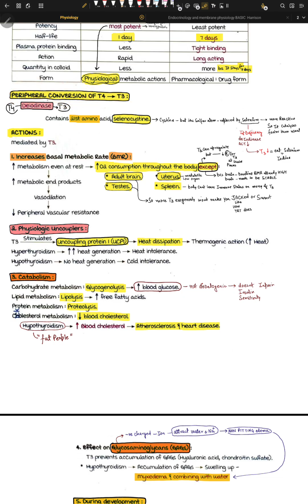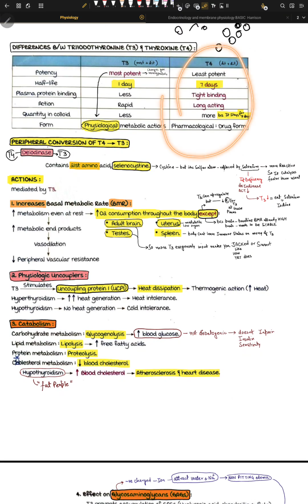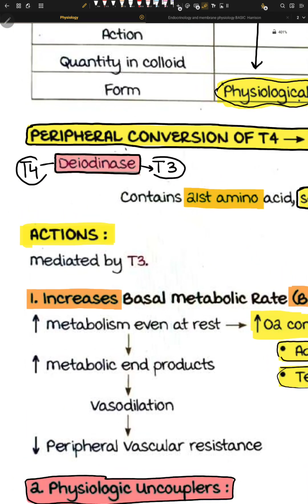Peripheral conversion of T4 into T3, because we have a good storage of T4, so we want to convert some T4 into T3. So once T4 is converted into T3, we have enough T3, and then we can use this T3 for the physiological benefits. So T4 is converted to T3 with the help of something called deiodinase. Deiodinase means it's breaking down something. From T4, it breaks down into T3.